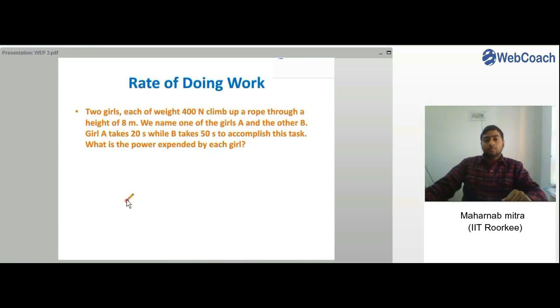So let us use this concept in a question. Two girls, each of weight 400 Newton. Okay, the weight is directly given. We need not calculate it with the acceleration due to gravity. Two girls, each of weight 400 Newton, climb up a rope through a height of 8 meters. We name one of the girls as A and the other as B. Girl A takes 20 seconds while B takes 50 seconds to accomplish this task. Or girl A takes 20 seconds to climb up the rope of 8 meters. Girl B takes 50 seconds to climb up the 8-meter rope, and they both have the same weight.